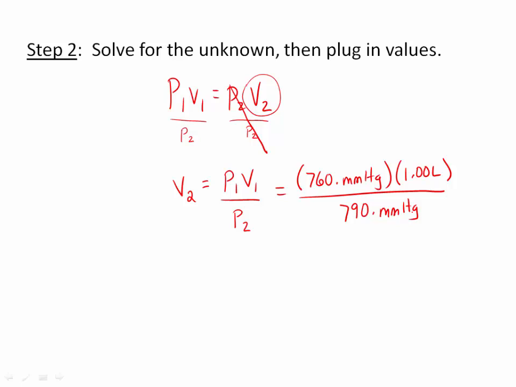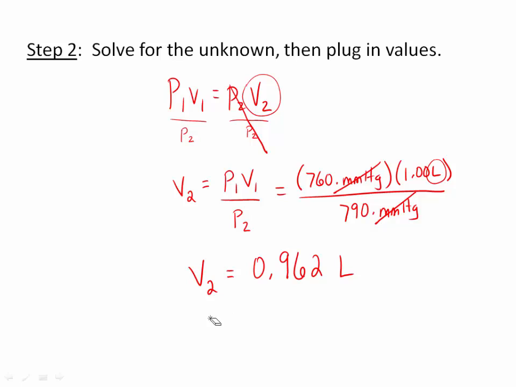Now, do you see any units on the top and the bottom that can cancel out? Absolutely. We cross out the mmHg. And so our V2 is going to be 760 divided by 790. Our new volume is 0.962. Now, what's the unit? Well, if we did our units correctly, the unit we need should be the one that's left over. Is liters a good unit for volume?